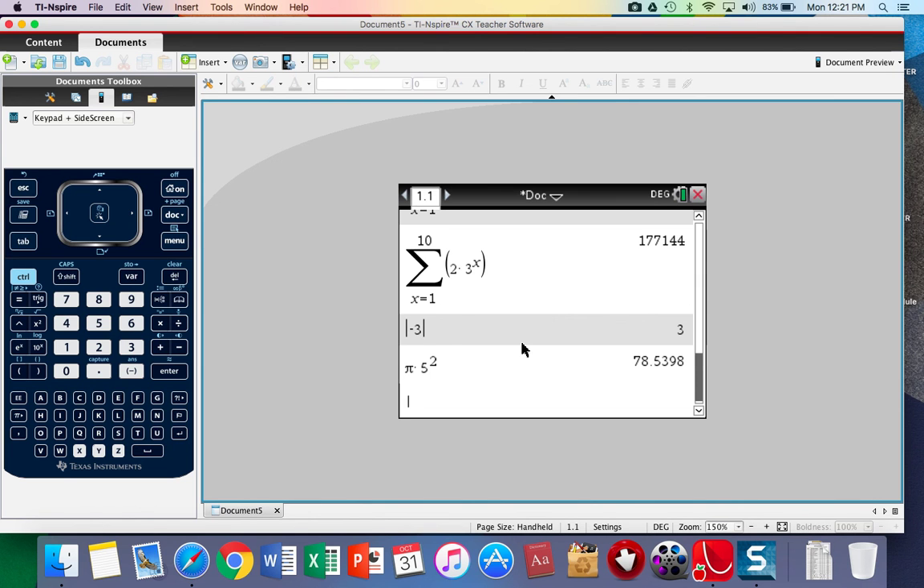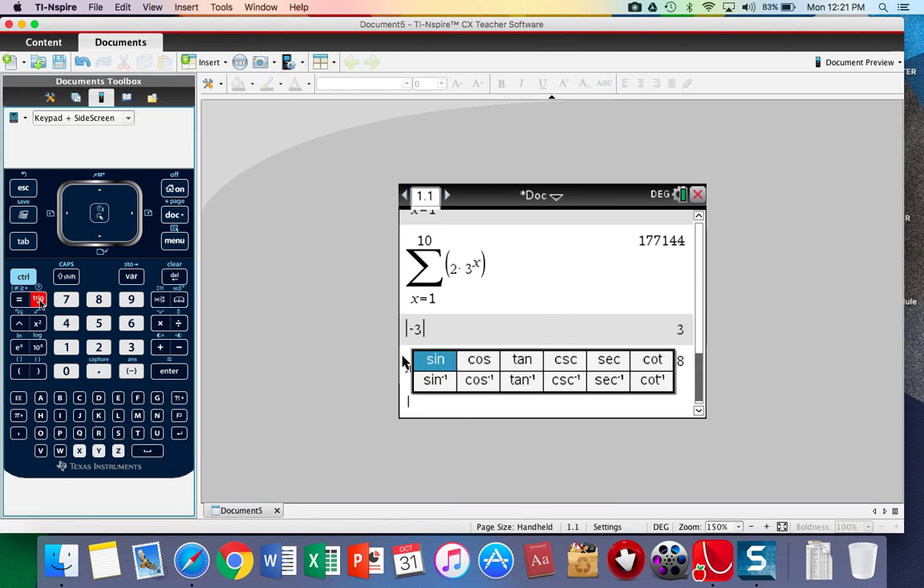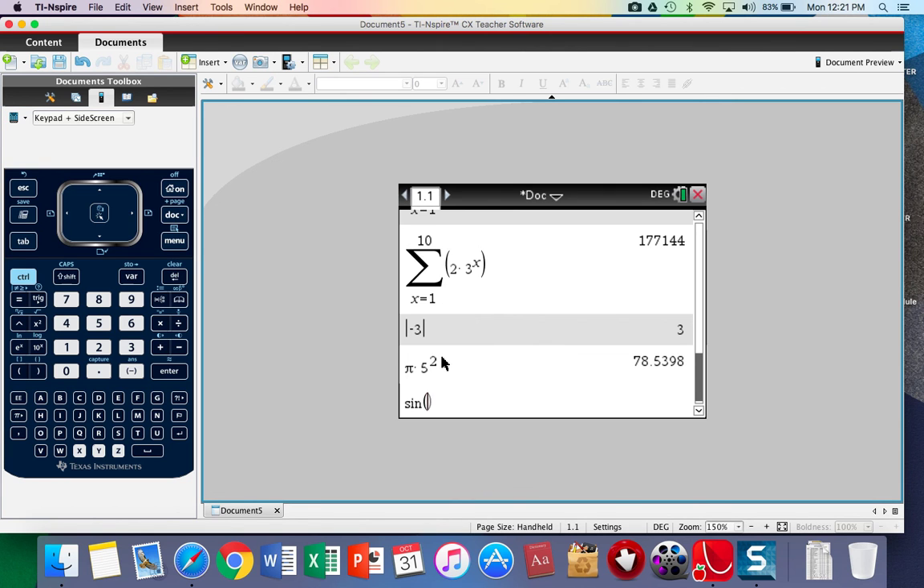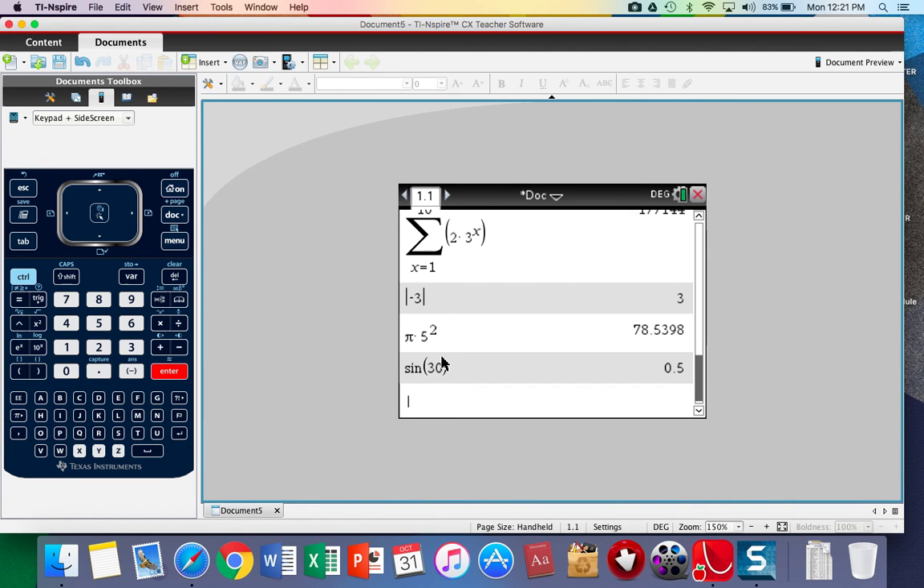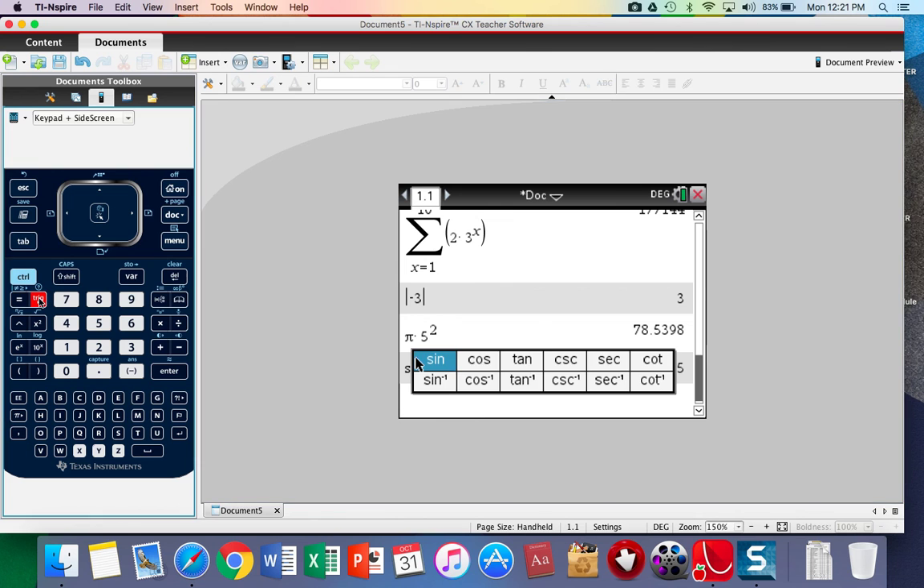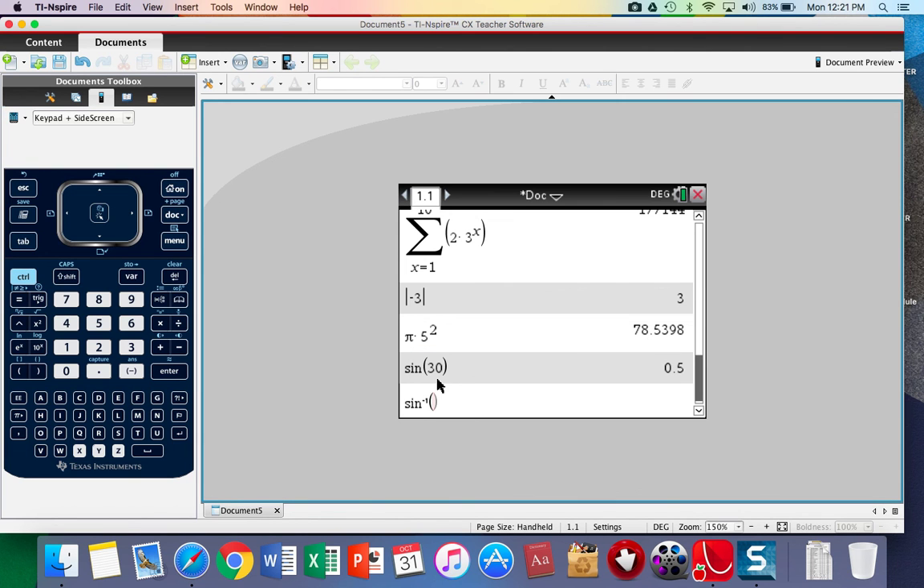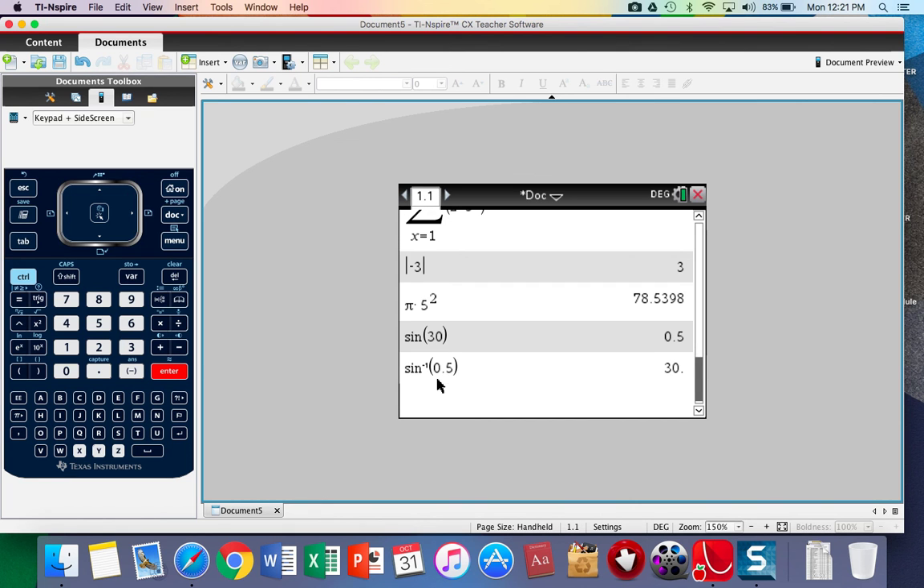Okay. Now let us say I want to find sine 30 degrees. So trig, press sine 30, enter. You get the answer. Sine 30 degrees is 0.5. Okay. Now let us say you want to find sine inverse of 0.5. So how do you do that? So here sine inverse of 0.5, and it will give you 30 degrees as the answer.